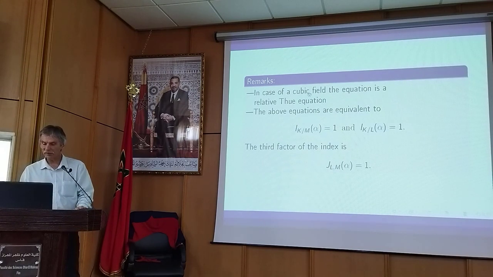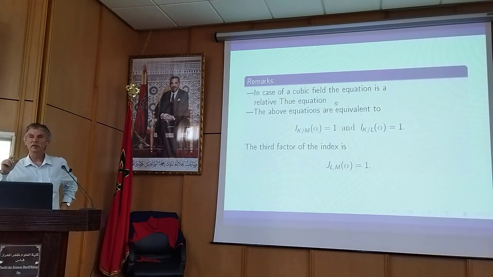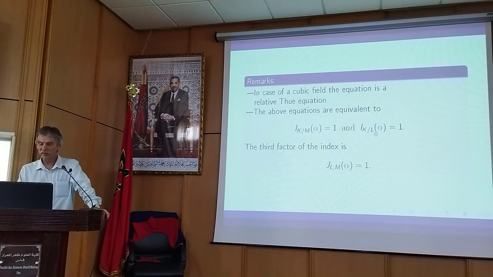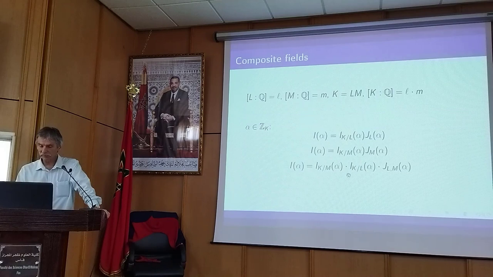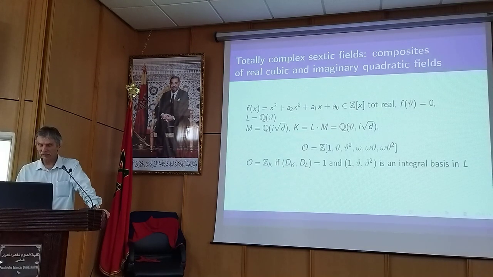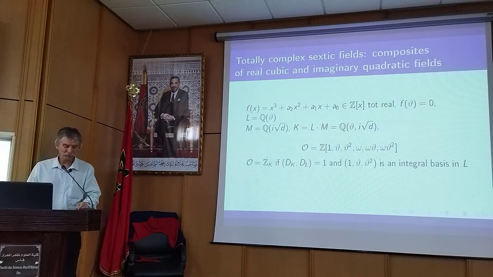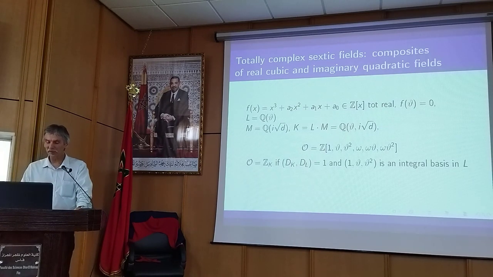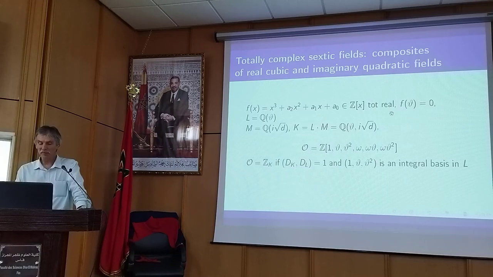In case when we have one of the fields as a cubic number field, then the corresponding equation is a cubic relative 2 equation, which we can solve. And in addition to these two equations describing the relative indices, we do not forget that there is also a third factor of the index, and all the three factors have to be equal to 1. To make things easier and more understandable, let us come back to the ground and let me give you an explicit example.